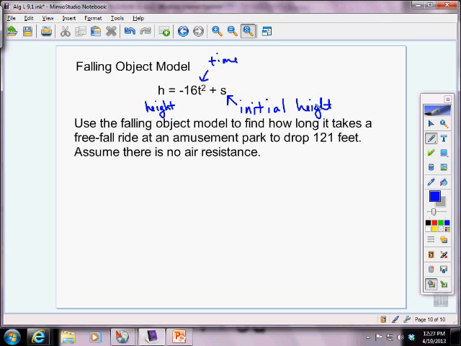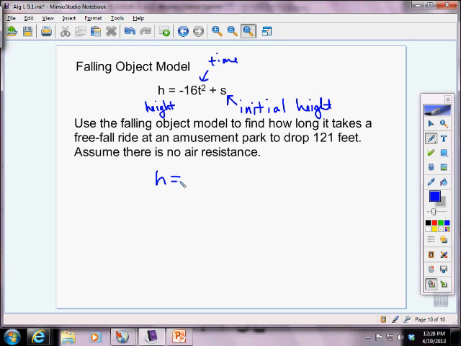And this is the falling object model. So basically, if you're standing on something and you drop something, we can figure out either the time it takes to fall or how far it fell. It says using the falling object model to find out how long it takes a free fall ride at an amusement park to drop 121 feet. And we're going to assume there's no air resistance.